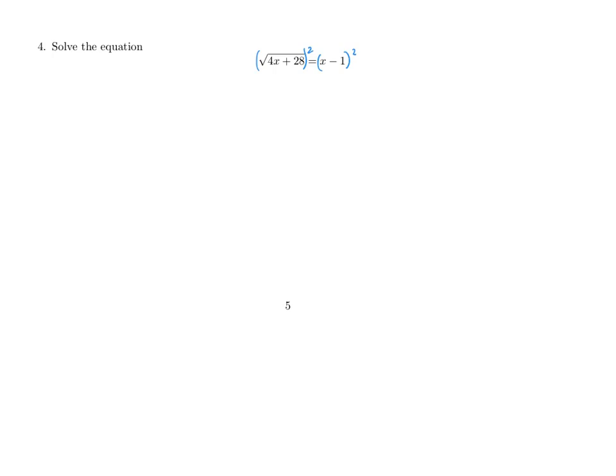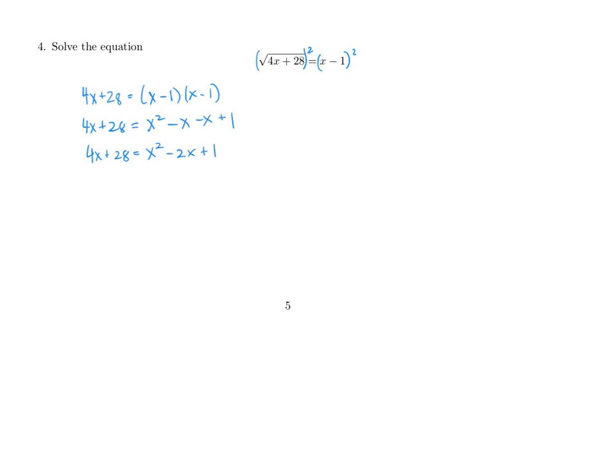So the square undoes the square root. So I'm going to just be left with 4x plus 28 on the left. And on the right, I have x minus 1 squared, and that's the same as x minus 1 times x minus 1. So I've got to FOIL that all out. So 4x plus 28 equals x squared minus x minus x plus 1. Combine like terms on the right, I will get x squared minus 2x plus 1.